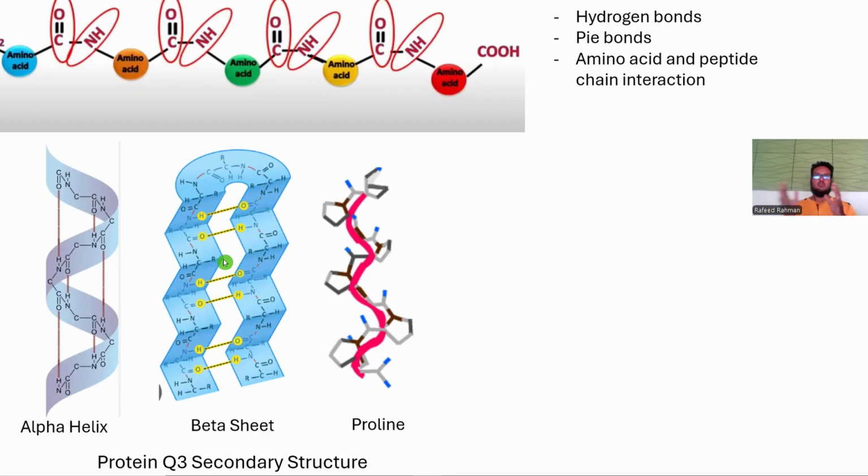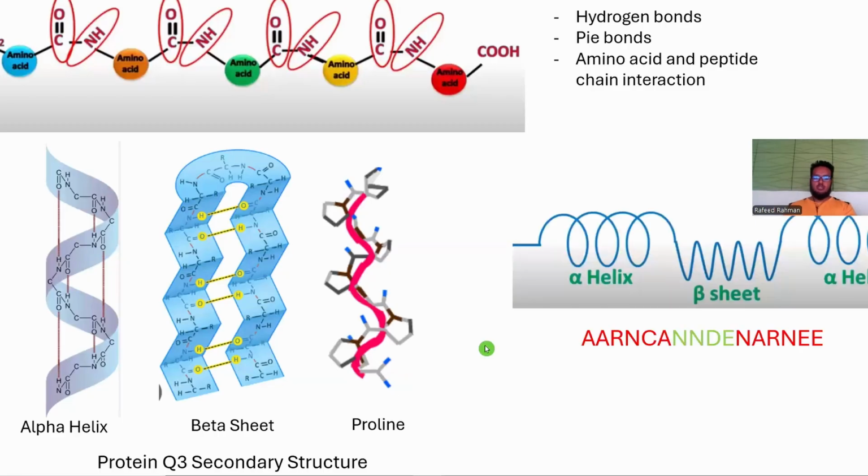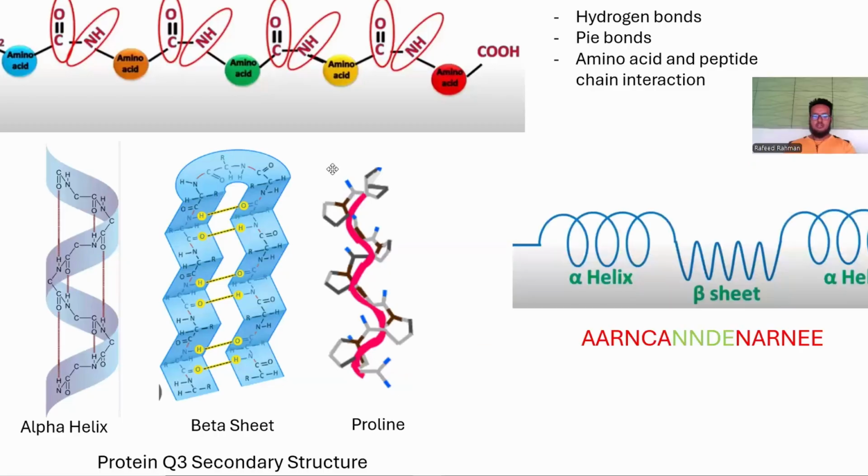Now there is another new class of protein secondary structure which is called Q8. Now Q8 is just basically a broader version of Q3. That is why I'm not going there, but Q8 is there. So in Q8 there are 8 types of secondary structure, and basically those 8 types are subtypes of alpha helix, beta sheet, and proline.